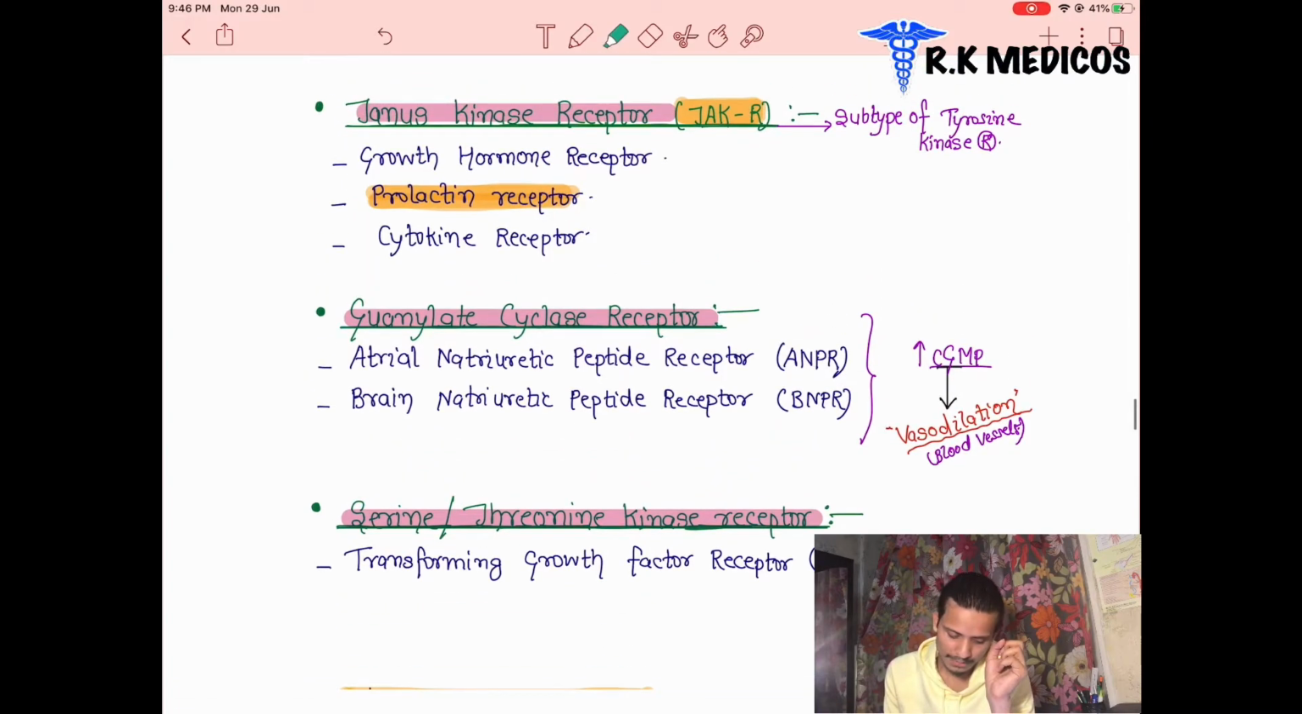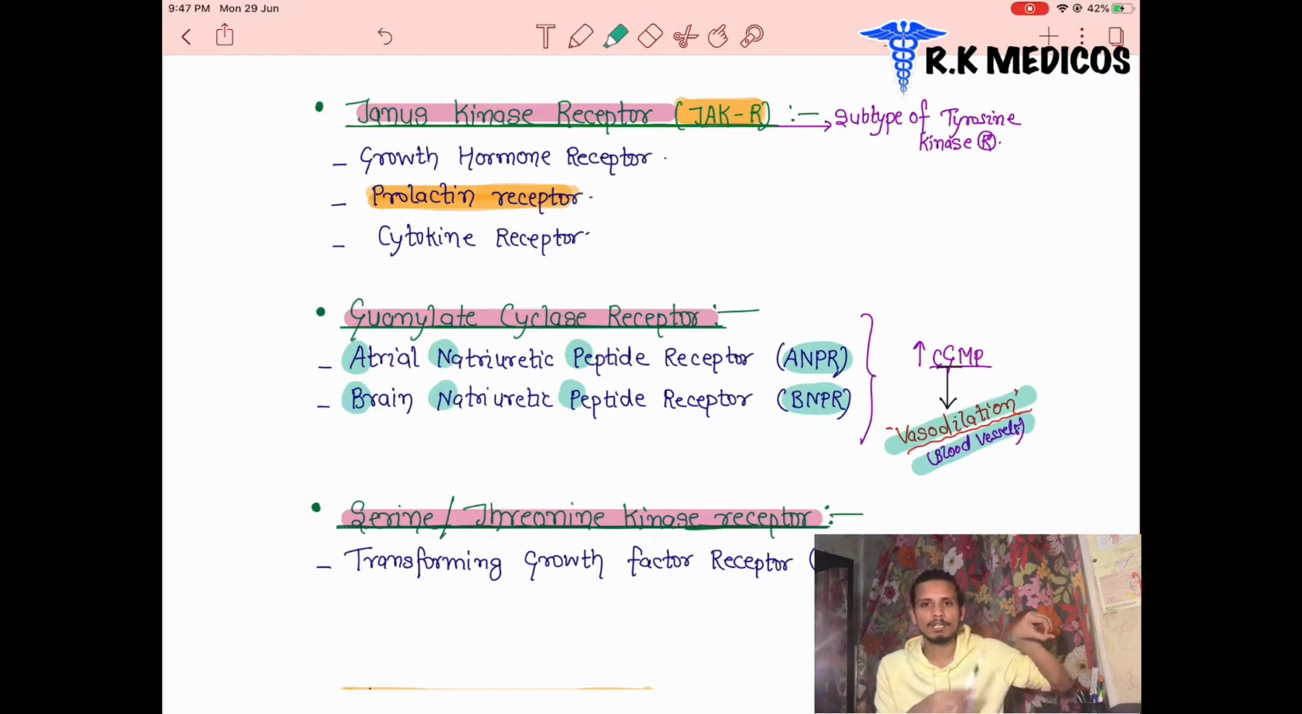Simple. Next one, guanylyl cyclase. There is an ANPR and a BNPR. We have to memorize atrial natriuretic peptide and the next one, brain natriuretic peptide. A stands for atrial, B stands for brain, N stands for natriuretic, and P stands for peptide. ANPR is the atrial natriuretic peptide receptor, and BNPR is the brain natriuretic peptide receptor. These are acting on the blood vessels mainly. Their effect will be vasodilation.